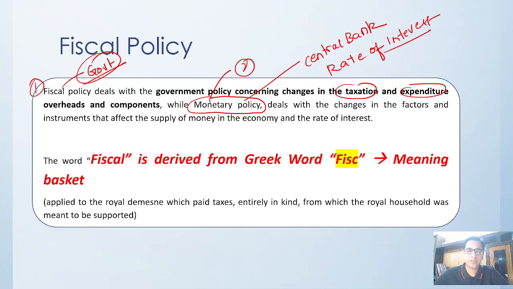Monetary policy deals with the central bank governor, where repo rates, reverse repo rates, then we have our cash reserve ratio, statutory liquidity ratio, it keeps dealing with that.